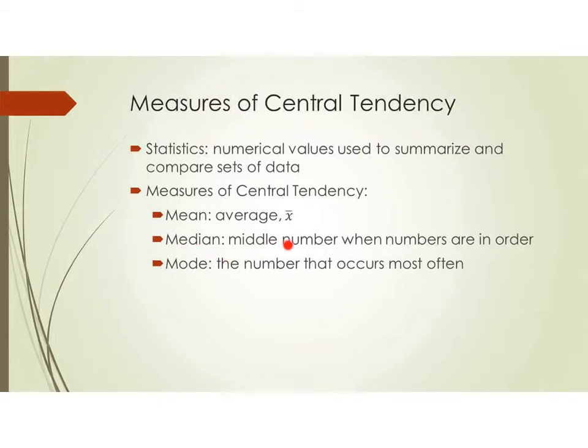The median is the middle number, and you do need to have your numbers in numerical order to find the middle number. Remember, if there's two middle numbers, you take the average of those two middle numbers, so add them and divide by 2. And then mode is the number that occurs most often.